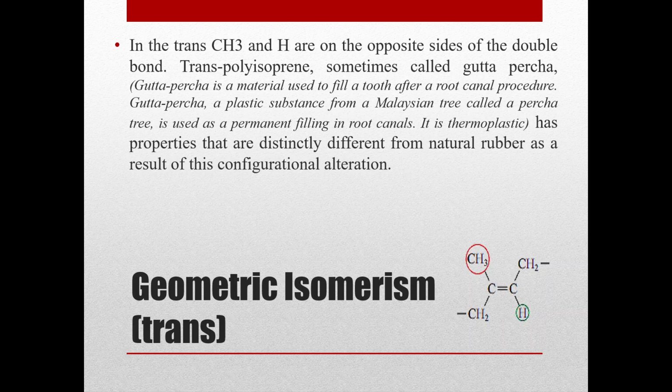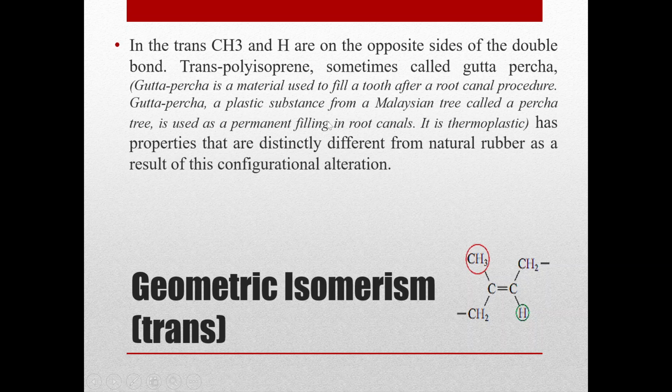So trans polyisoprene, sometimes called gutta percha, has properties that are distinctly different from natural rubber. The earlier one, the cis type we saw, is natural rubber, whereas gutta percha is a completely different polymer, which has different properties when compared to natural rubber. And this is only because of the configurational alteration that we see, that is, the CH3 group and the H atom are on the opposite sides of the double bond. If we know what gutta percha is, we'll be able to understand better.